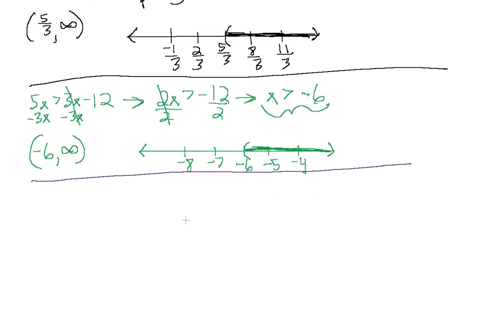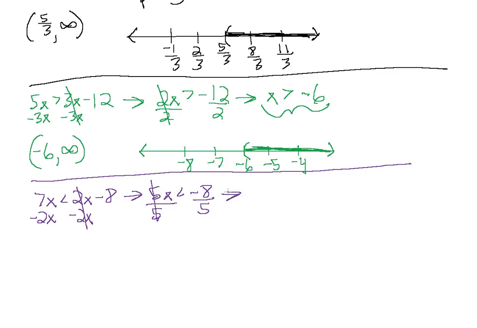Let's say we have the inequality 7x is less than 2x minus 8. Let's go ahead and get our variables on the left-hand side. Whether we move this to the right or this to the left, it's the same. I just like to have my variables on the left-hand side because I'm more used to it. So let's subtract 2x from both sides, which gives us 5x on the left-hand side, less than minus 8 on the right-hand side.